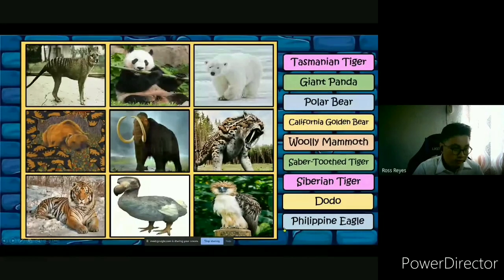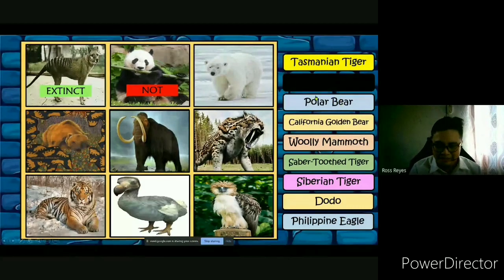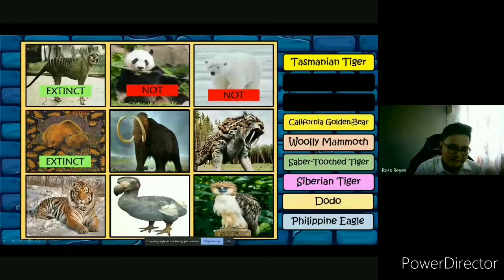Now, what you are going to do is just simply classify the following animals if they are extinct or not yet extinct. All right, let's start with a Tasmanian tiger. Tasmanian tiger is already extinct. Very good. How about the second animal? Not extinct. Very good. How about the third one, the third image? California golden bear is already extinct.